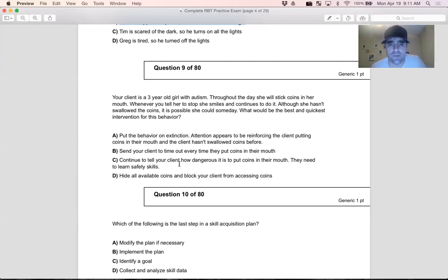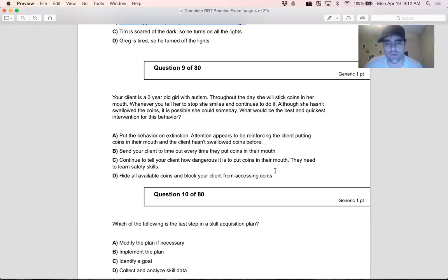C, continue to tell your client how dangerous it is to put coins in her mouth. They need to learn safety skills. Yes, all true. They need to learn safety skills, but has telling your client to stop doing it helped in the past? No, actually, it seems to be making it worse. Whenever you tell her to stop, she just keeps doing it. So, sure, she needs to learn safety skills, but is this going to be the best intervention? Probably not. What about D?